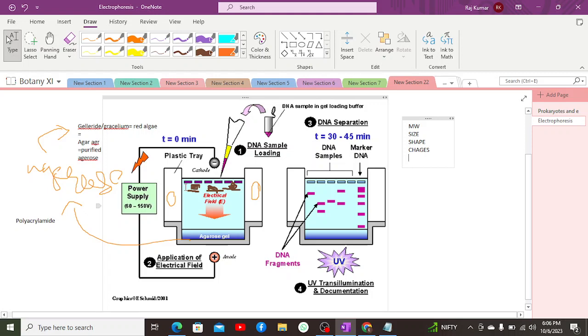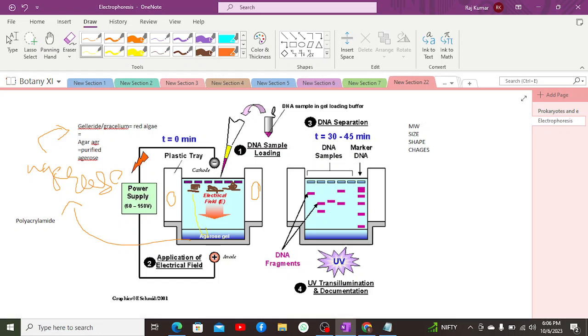Now when the current is passed through the electrolytic cell, the DNA molecules move towards the positive terminal because they are negatively charged. The DNA which has less molecular weight will move first. Why? Because the solution inside the electrolytic cell is a permeable matrix with a sieving effect, which means it has several pores. The smaller the molecule, the more capable it is of passing through the pores quickly.